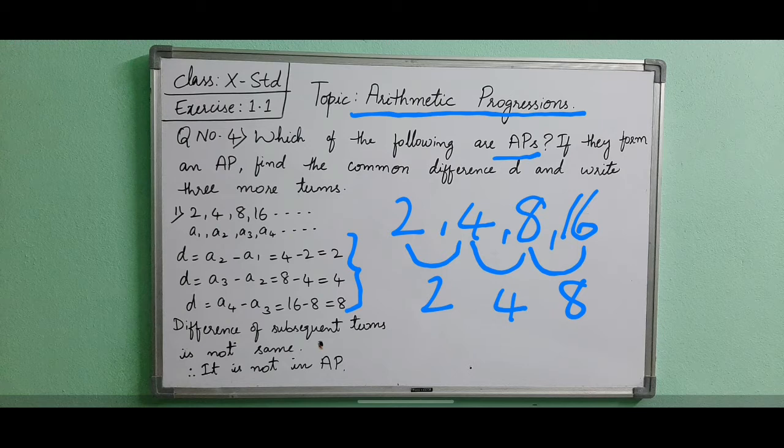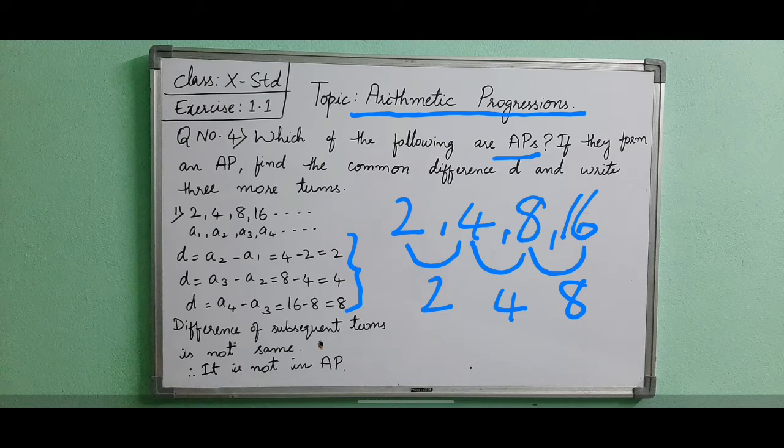a2 minus a1 means second term minus first term. Then a3 minus a2 is third term minus second term. a4 minus a3 is fourth term minus third term. It should be consecutive, one after the other. If you are taking 2, it should be 1. 3 means 2. 4, 3. If you are taking 5, it should be subtracted with 4. Like this, you have to do the subtraction and you have to check. As it is not in AP, it will not have the common difference.